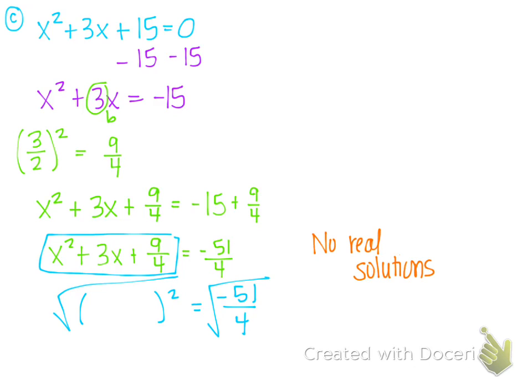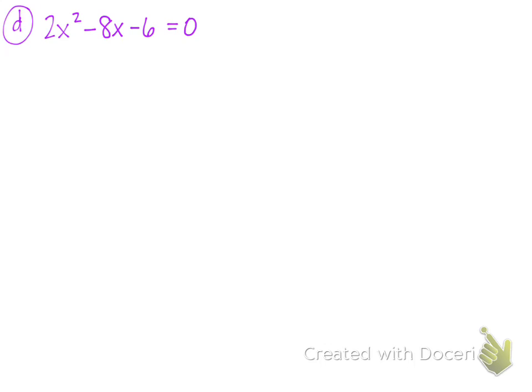So whenever you move your constant over, and after you add to it your new c, if you get a negative number, you can stop right there and say no real solutions. Okay, so let's do another example.